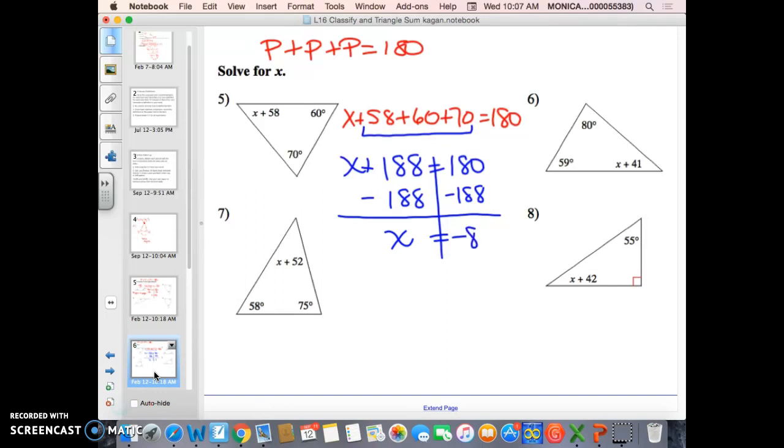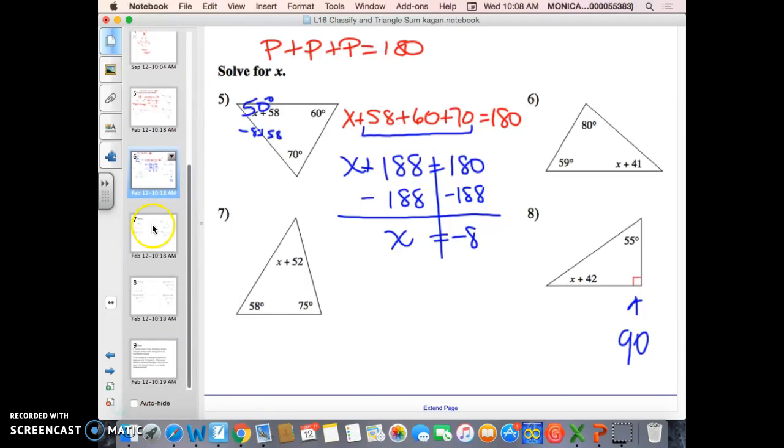Now it is okay for x to be a negative. What is not okay is if you plug it back in and you get a negative angle. So if I plug -8 back into this angle right here, it'd be -8 plus 58, and that equals 50 degrees. So I'm okay because though my x value is negative, the angle measure is not. You should be able to do all the other 3 problems modeling this. Please remember that whenever you see this symbol right here, the number that you're going to use to represent that symbol is 90.